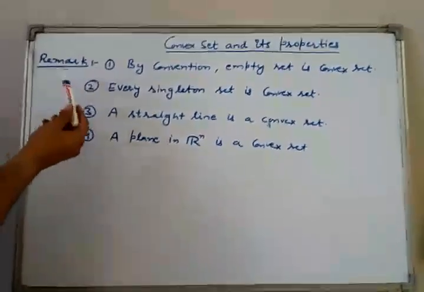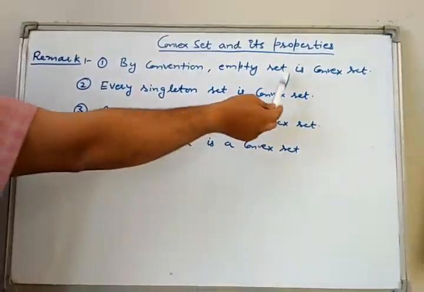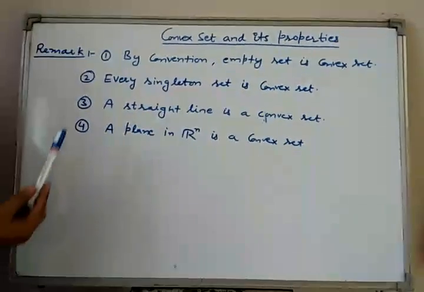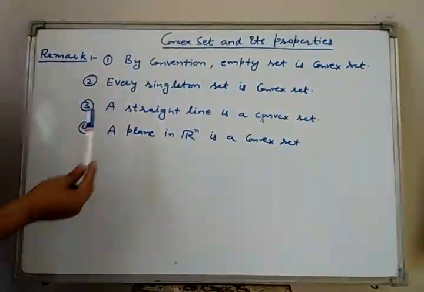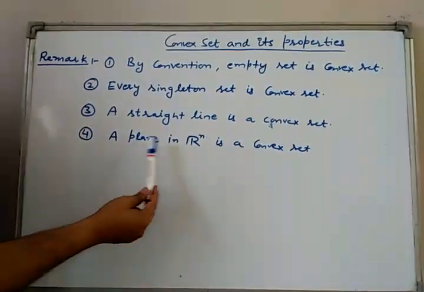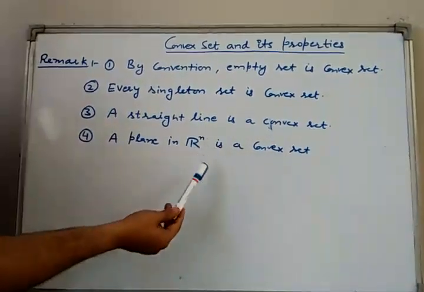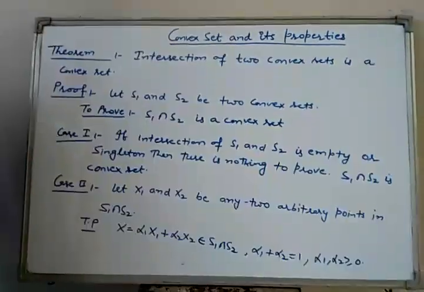We have some remarks. Number 1, by convention we fix that the empty set is always a convex set. Every singleton set is also a convex set. A straight line is always a convex set, and a plane in R raised to power n, or we say a hyperplane, is always a convex set.